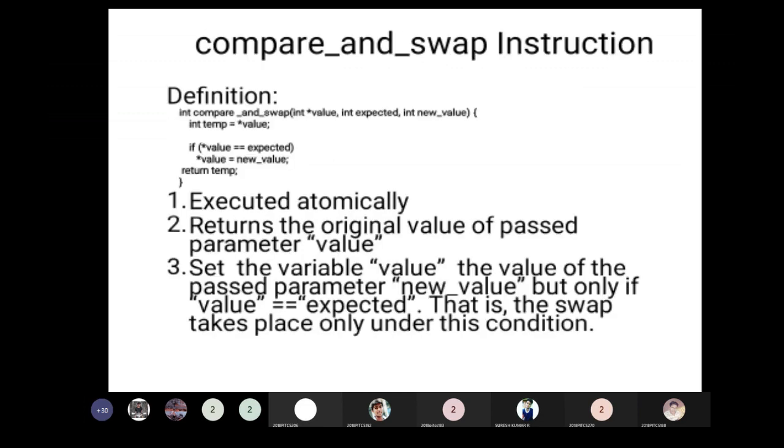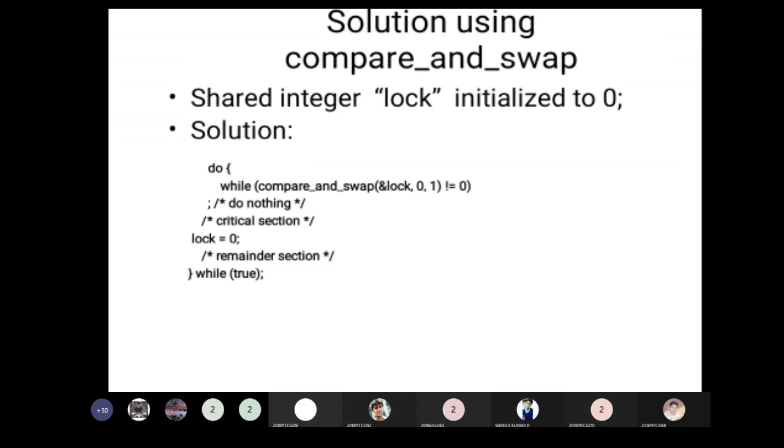and synchronization is achieved. Similarly, the next instruction is the compare and swap instruction. Here also they are executed atomically. It returns the original value of the passed parameter, and sets the value of the parameter to either true or false, which is then returned. So whatever value you are passing is compared and swapped to the new value and returned back. So they are executed atomically.